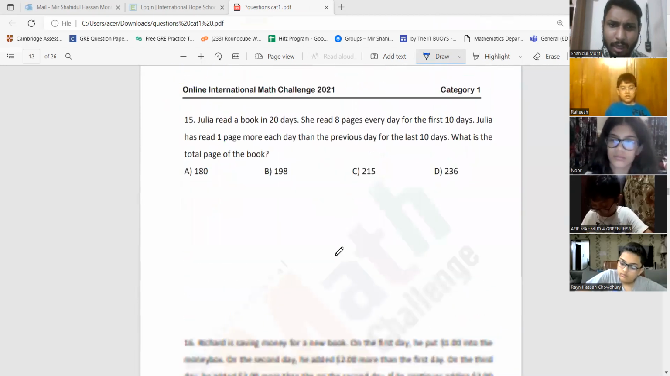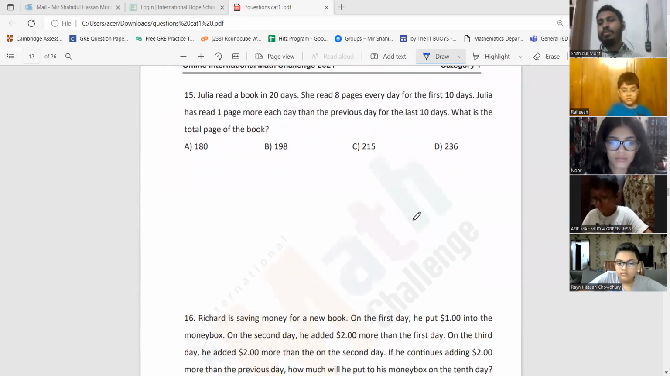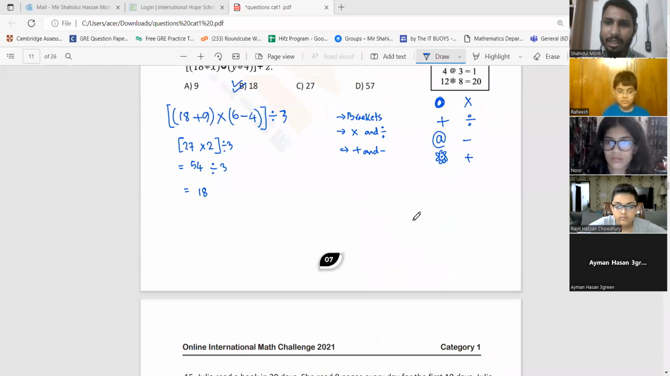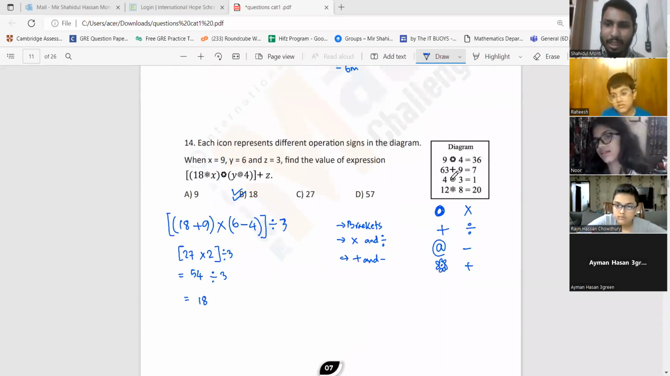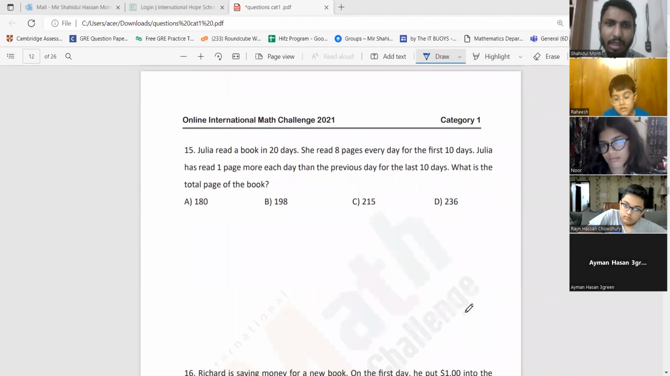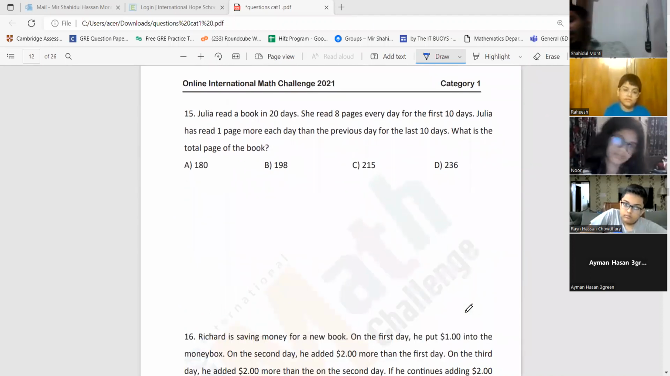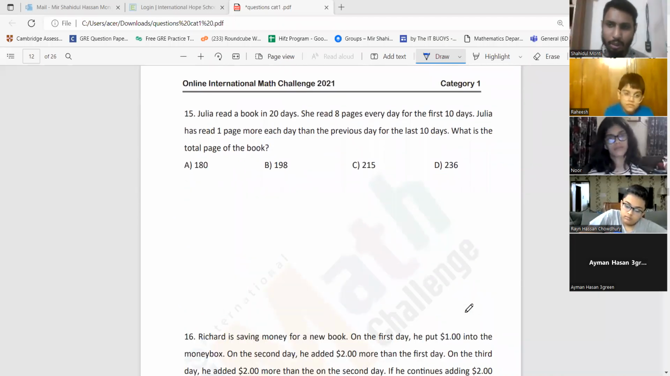All right, let's go to the next problem. What is this circle symbol? The circle symbol is multiplication. The first one is multiplication. The plus means division. The at the rate is minus. And the flower thing is plus. Now, we're going to do number 15.